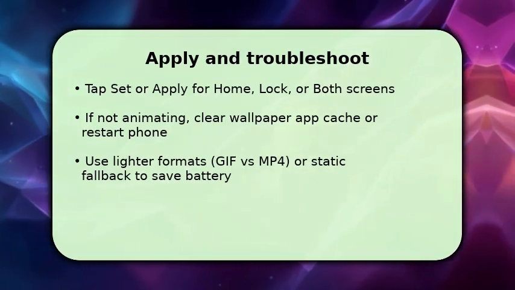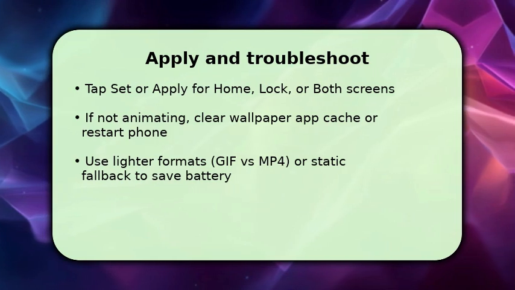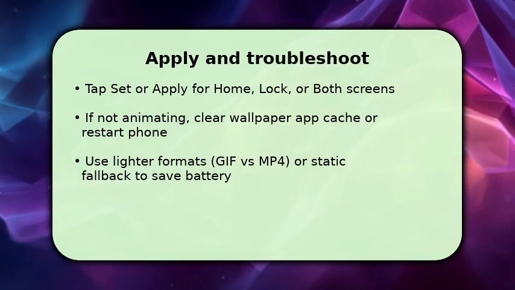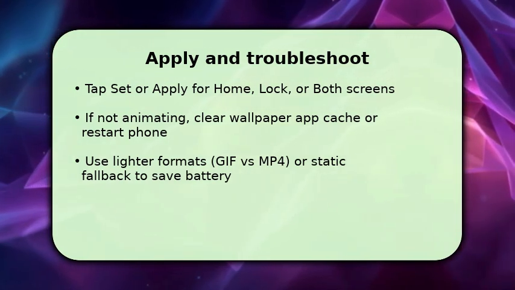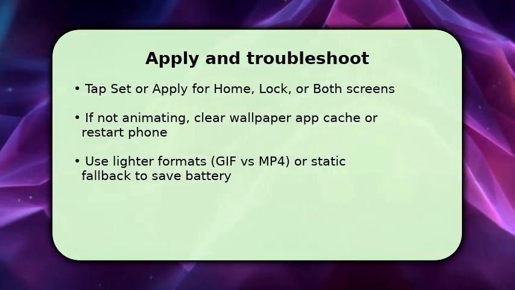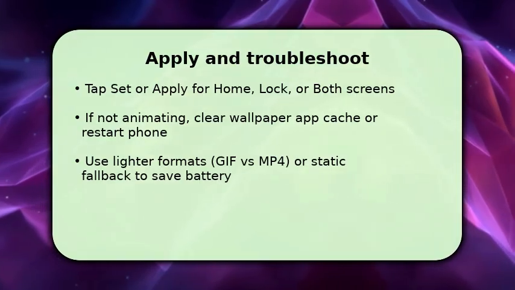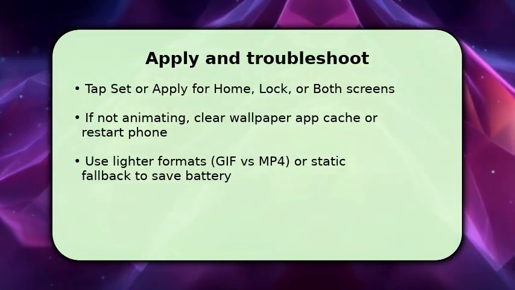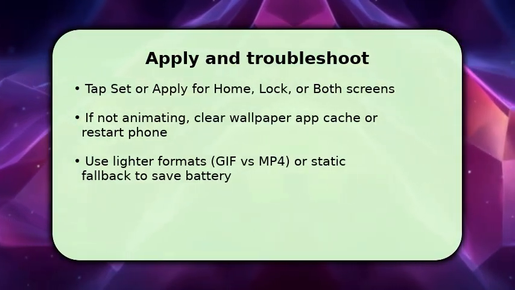If it stutters or doesn't animate, force close the wallpaper app, clear its cache, or reboot the phone. Make sure live wallpaper permission is allowed and battery saver is off for that app. If problems persist, convert to a lighter format like GIF or use a static fallback image to preserve battery life while maintaining the look you want.